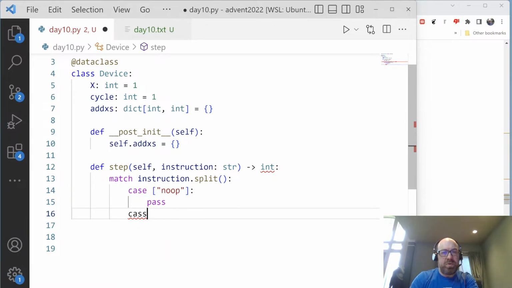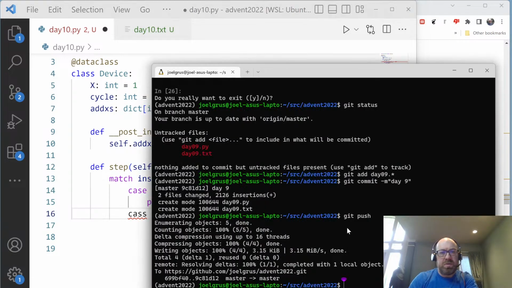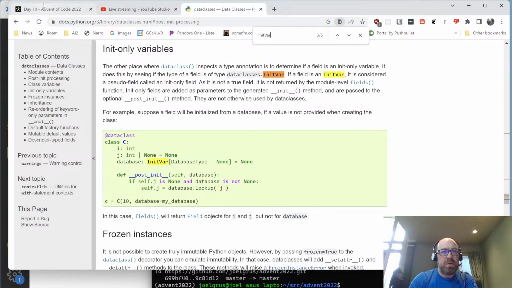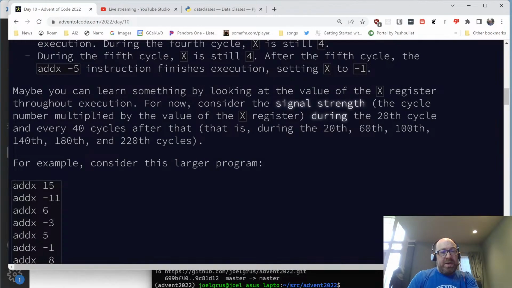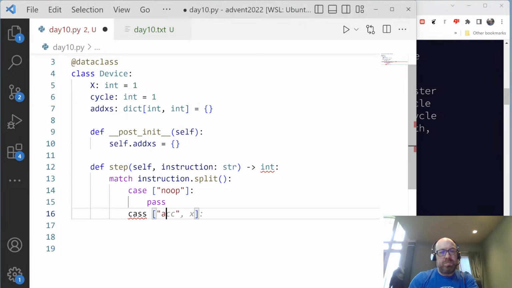I'm worried they're going to add a lot more of these, and I'm going to have designed it wrong. Now let's see what they called this thing. Add X number.